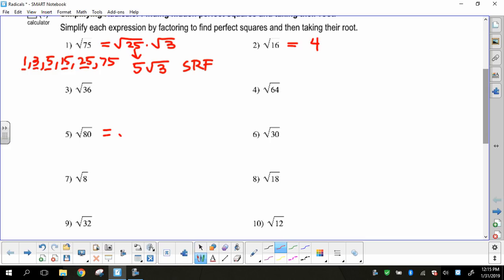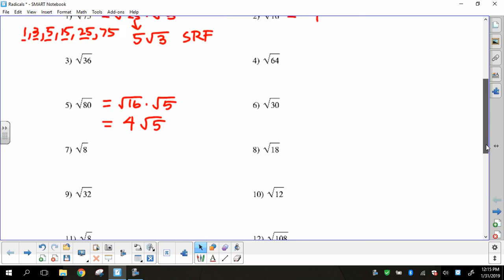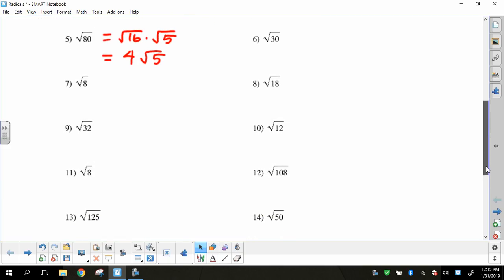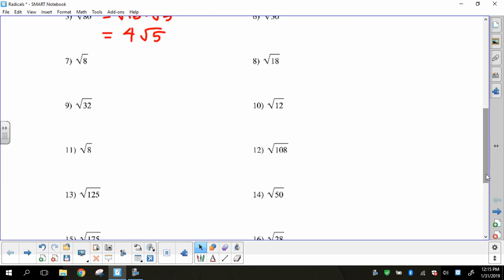So we're going to write the square root of 16 times the square root of 5. And then we're just going to rewrite the perfect square part of that as a whole number. So equals 4 times the square root of 5. And we're done. All right, let's do one more and then we'll move on to another page. Let's go down and do the square root of 108, number 12 here.